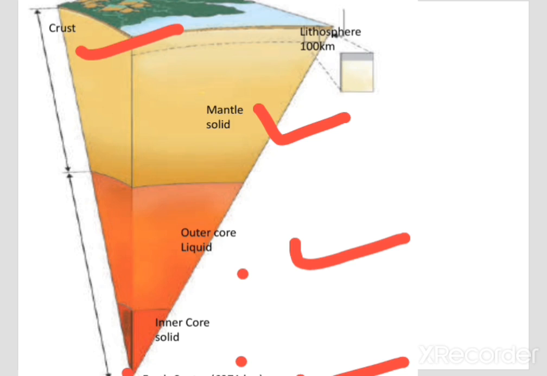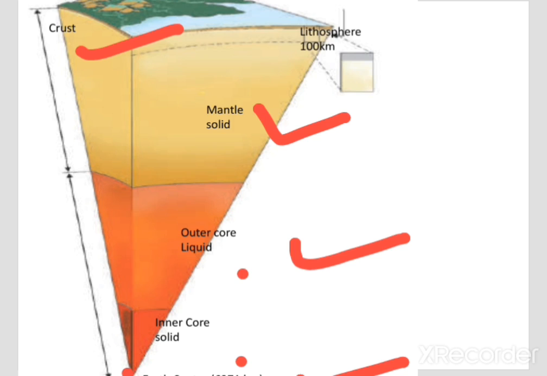The outermost cover of the earth is a crust. Then the mantle is in a solid form. The crust is also in a solid form. In the core, the outer core is in a liquid form and the inner core is in a solid form. And the earth's center is located at 6371 kilometer.